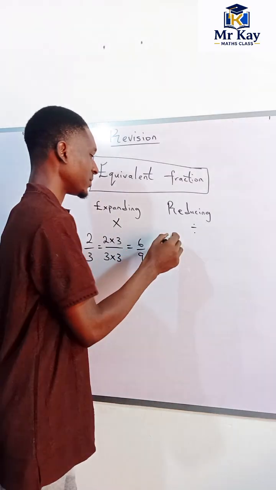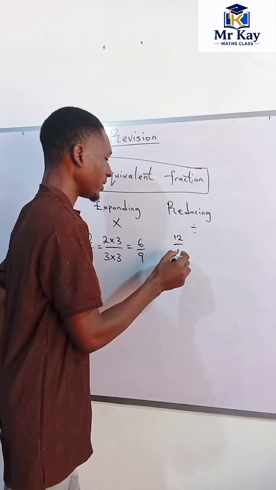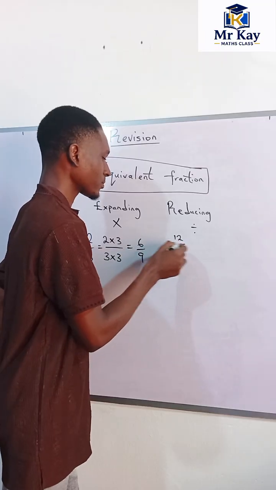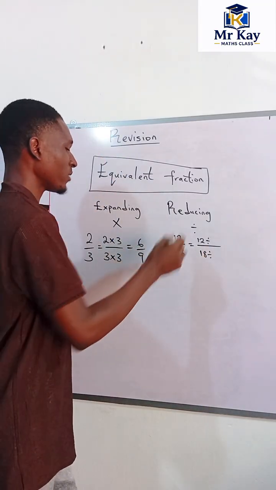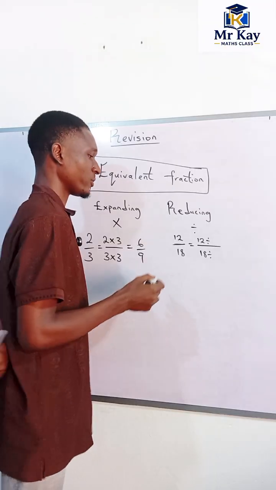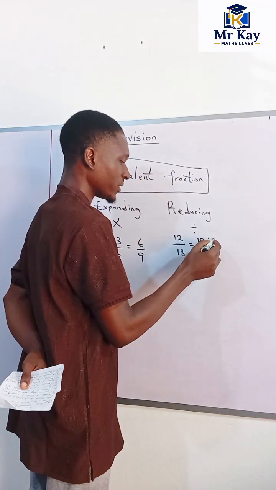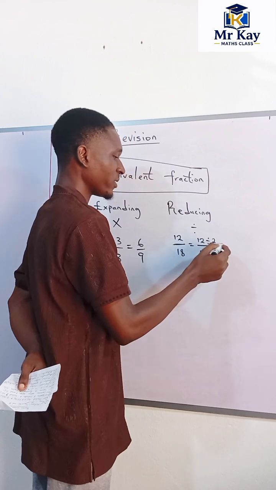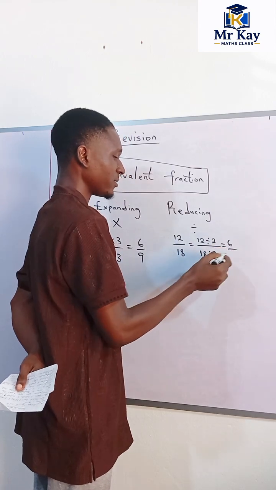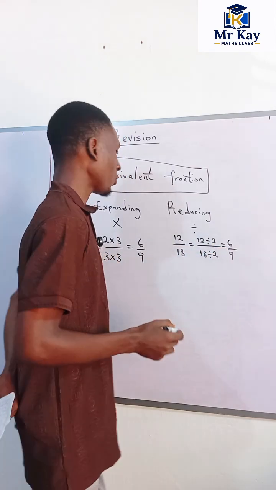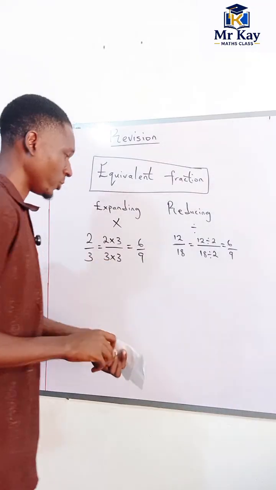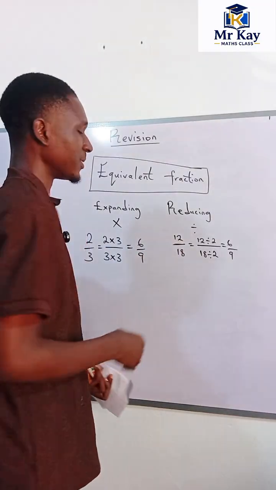But if we are reducing, for example, 12 out of 18, we divide both by the same number. For example, we divide both of them by 2. 12 divided by 2 is 6, 18 divided by 2 is 9. So when you are expanding, you multiply. When you are reducing, you divide.